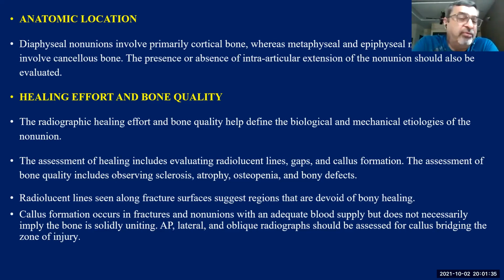These are common viva questions also, when you are shown an X-ray of a non-union case and the examiner asks you what all things you are observing in this. So you have to say about the sclerosis, osteopenia, bone defect, radiolucent line, gaps, callus present or absent, that way. A radiolucent line seen along the fracture surface suggests lesions that are devoid of bony healing. Callus formation occurs in fracture and non-union with an adequate blood supply.